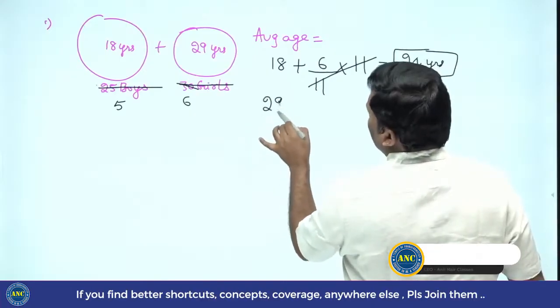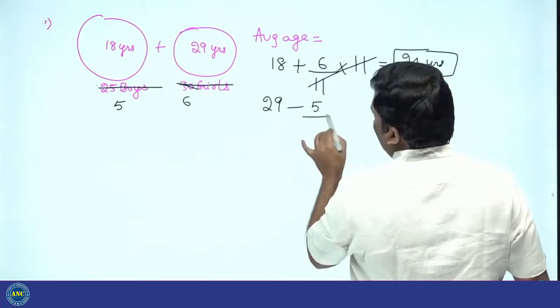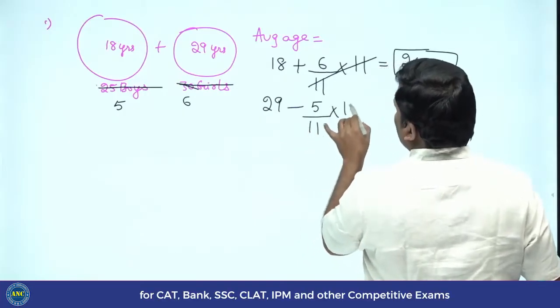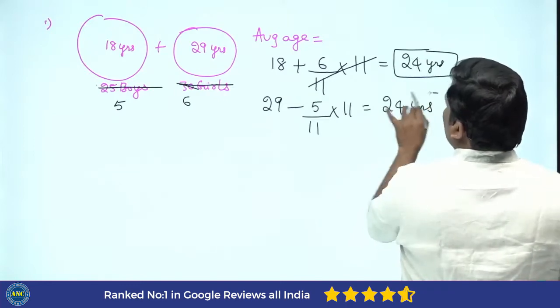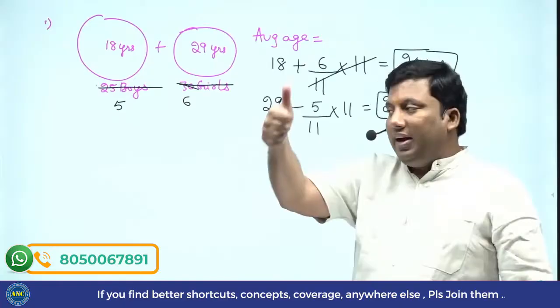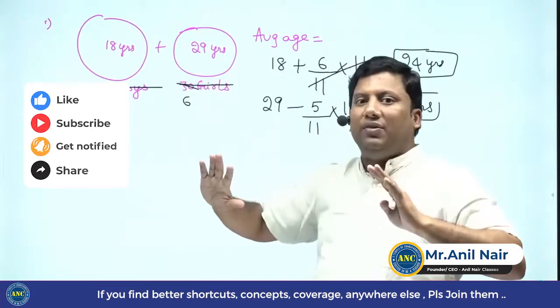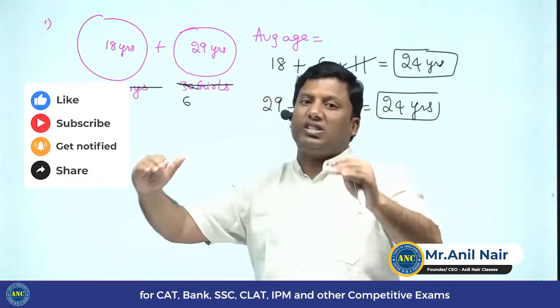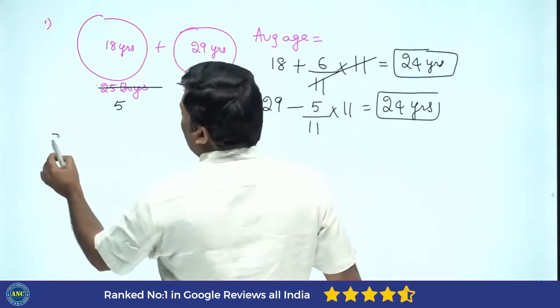Average is less than the highest value. 29 minus 5 by 11 into 11. 29 minus 5, answer is 24 years. If anybody asks you how you got this answer, the entire previous 2 slides, step by step, I gave it to you. You will not get a single doubt in my class.